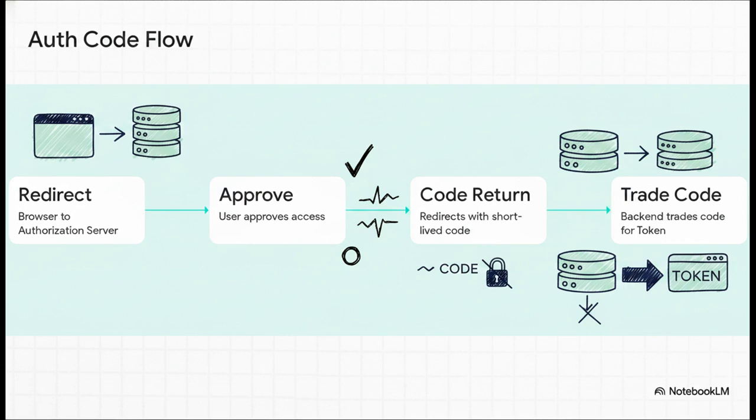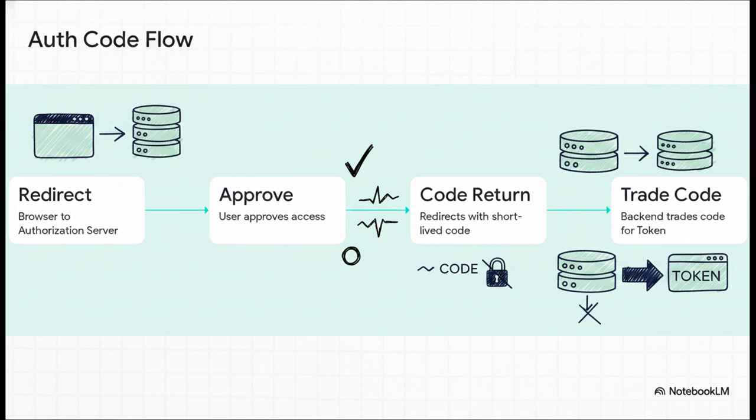Step 2, you log in and you approve the access. Now, Step 3 is brilliant. The auth server does not give your browser the token. Instead, it redirects your browser back to the client app with a very short-lived, temporary code. Then Step 4, the browser passes that code to the client's backend server.